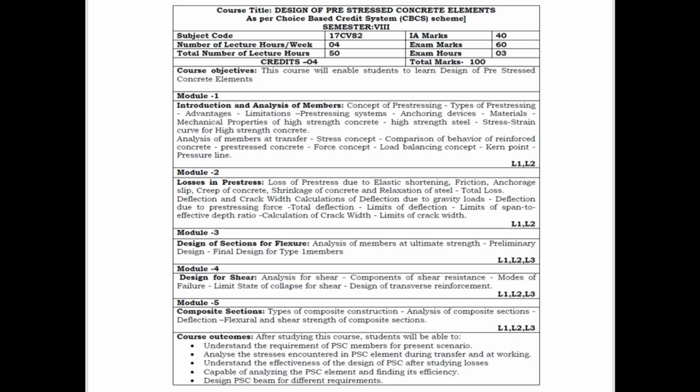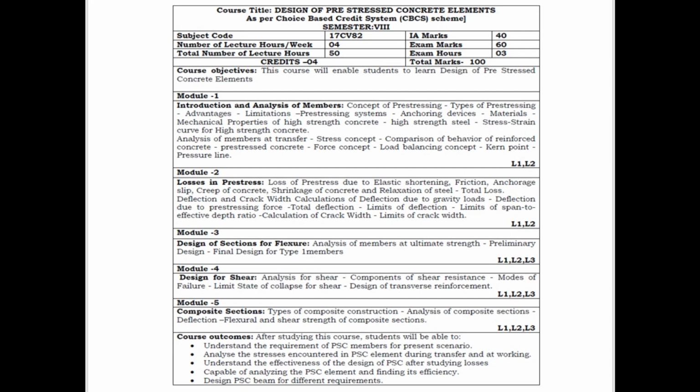Like that, module 2 is about losses in pre-stress. Loss occurs due to friction, anchorage slip, creep of concrete, shrinkage of concrete, and relaxation of steel, and total losses will be there. We can calculate crack width, total deflection, and limitations of span to depth ratio.